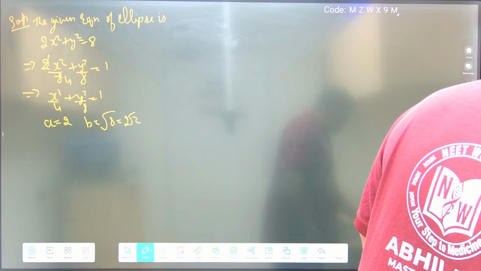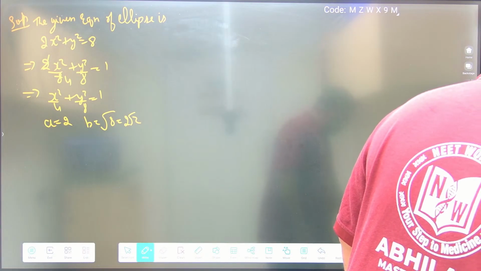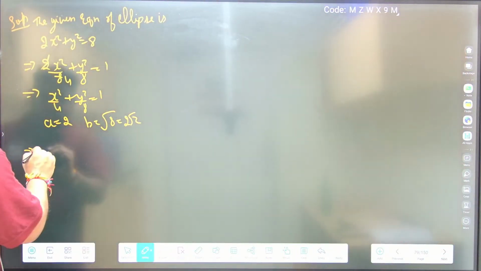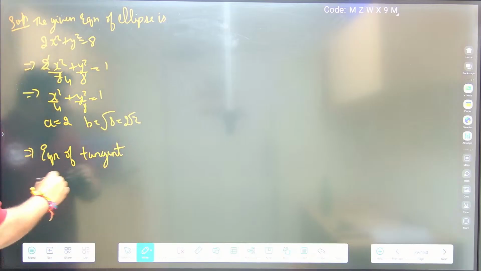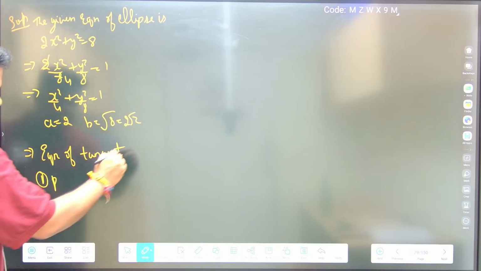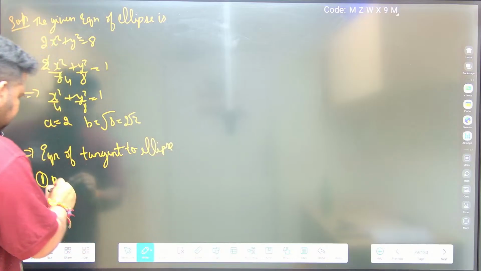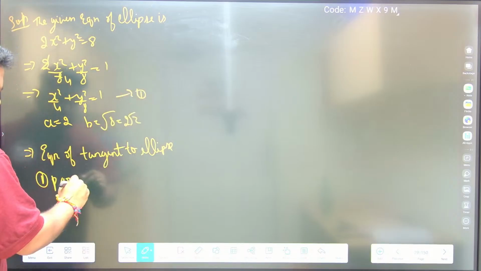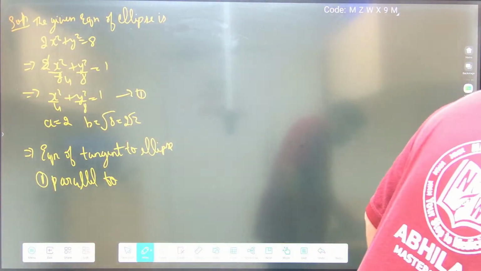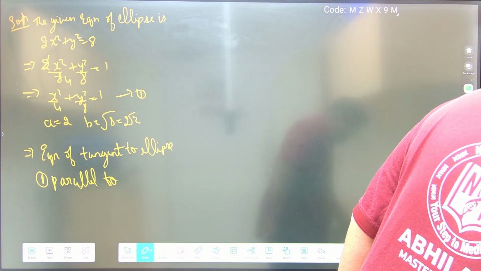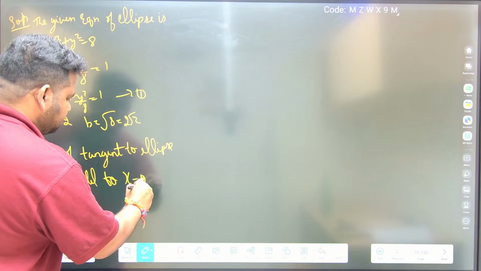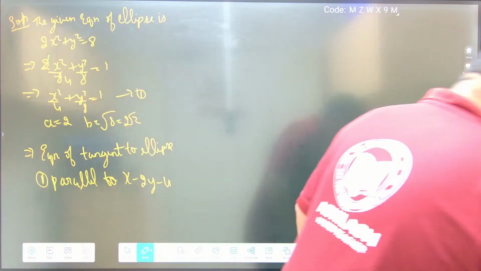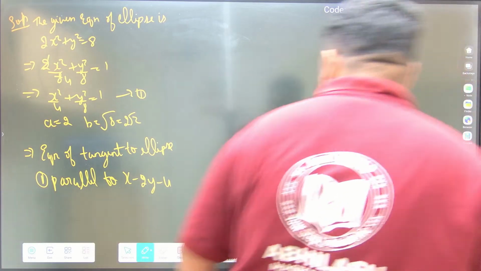Now they are asking us to find the equation of tangent to the ellipse parallel to x minus 2y minus 4. First thing is the equation of tangent to the ellipse that is parallel to, let this be equation 1, the line that is given, x minus 2y minus 4 is equal to 0.